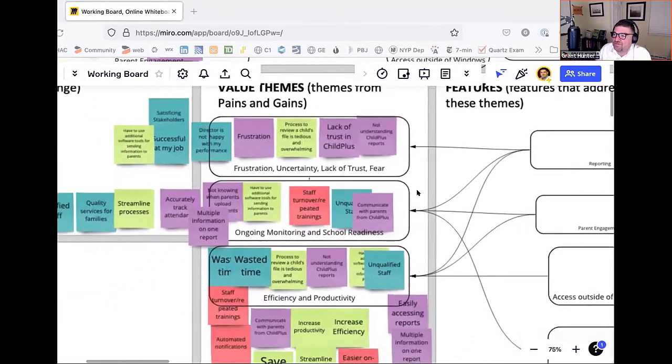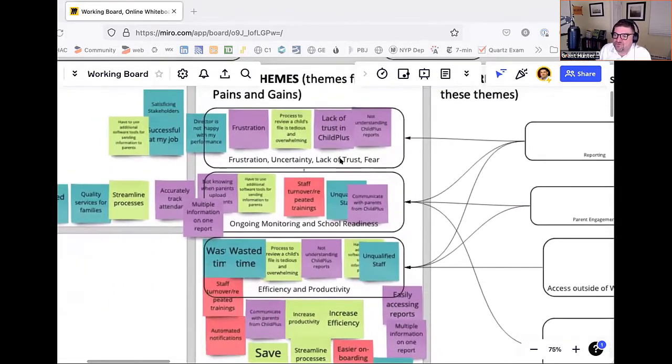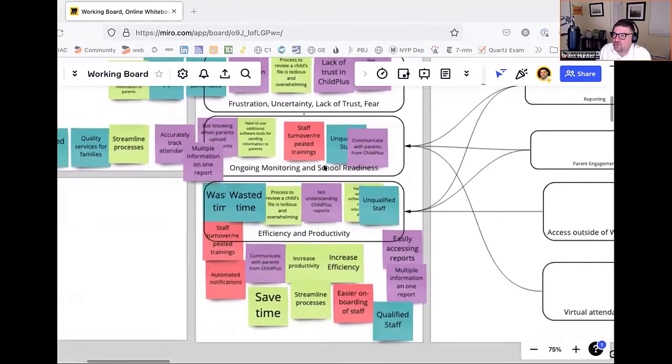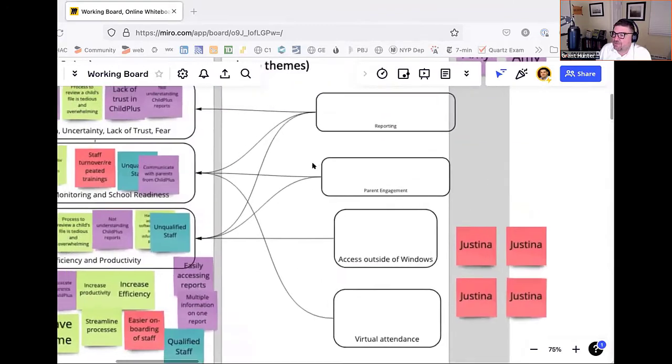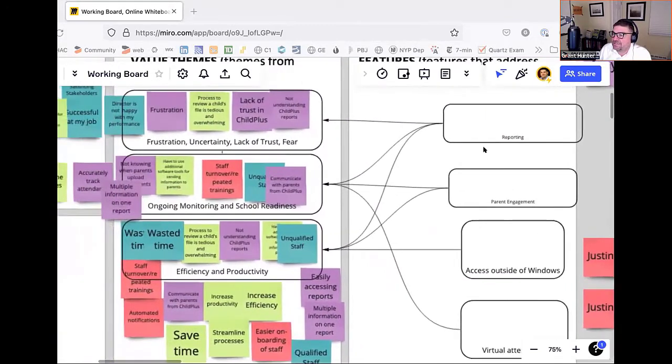They found that the pains and gains themes they were seeing were frustration, uncertainty, lack of trust and fear, ongoing monitoring and school readiness, and efficiency and productivity. And they were able to then map each of the features based on the problems back to which ones were solving which problems. And normally it's not one-to-one. It's many-to-many. This is just to give a quick example of how we were able to do that with the client.